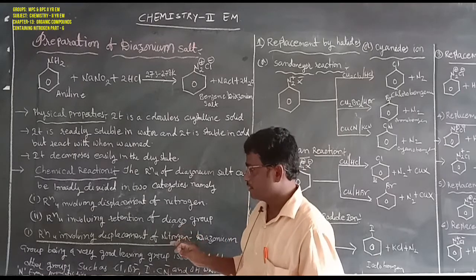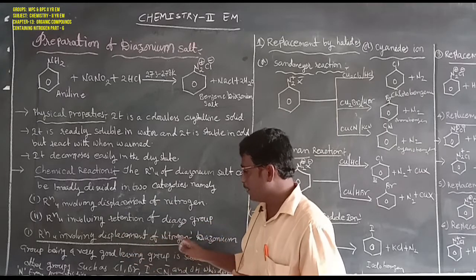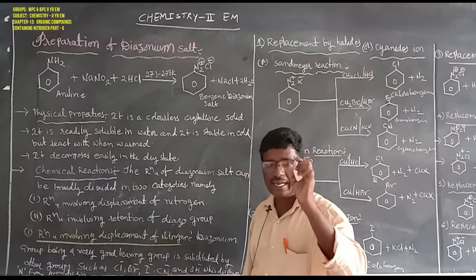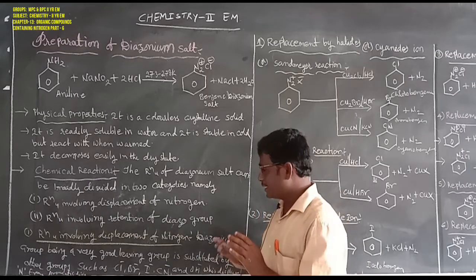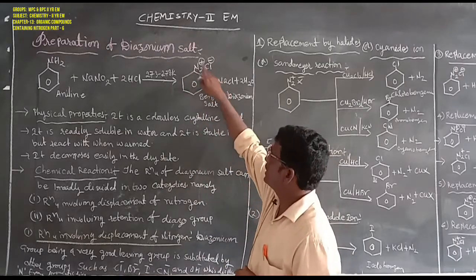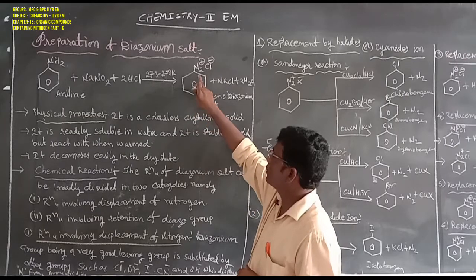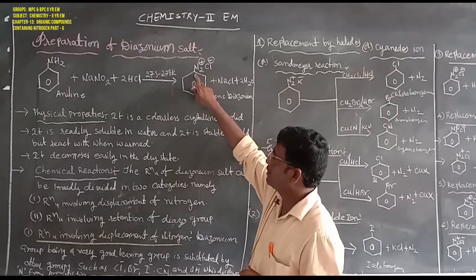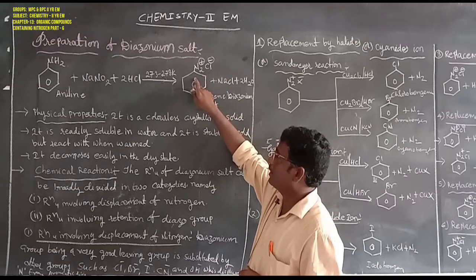Next, the first reaction: reaction involving displacement of the nitrogen. Here is the diazonium salt or diazonium group, also called diazonium chloride. Benzene diazonium chloride is benzene bonded with N2+ and Cl-. The benzene is also called an aromatic ring.